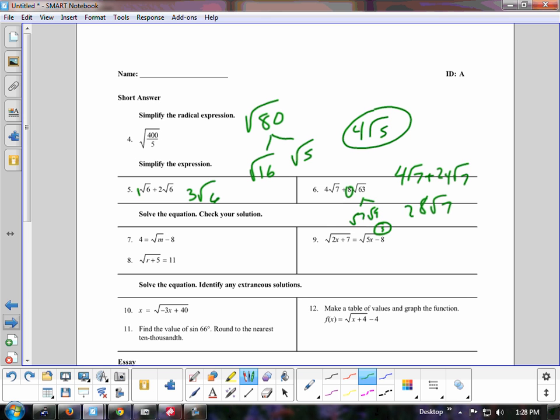Okay, number 7, we're going to get the square root by itself, so we're going to add 8 to both sides. We add 8 to both sides, we get 12 equals radical m. To get m, we just square both sides, and 12 squared is 144, and m equals 144. Square root of m squared is m, which equals 144.